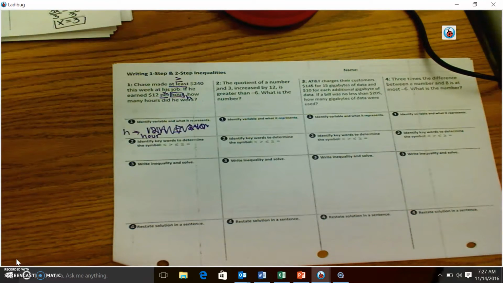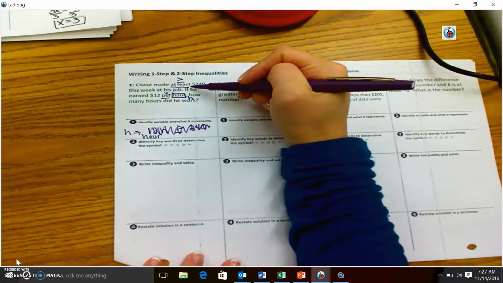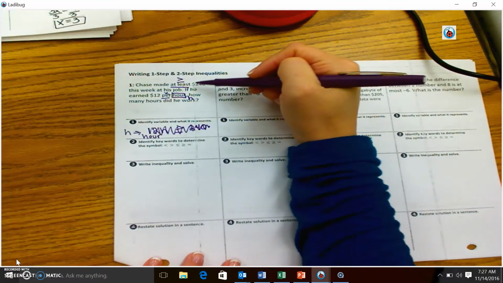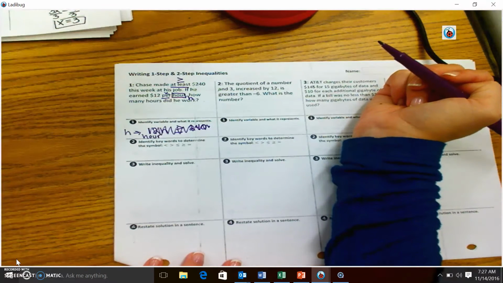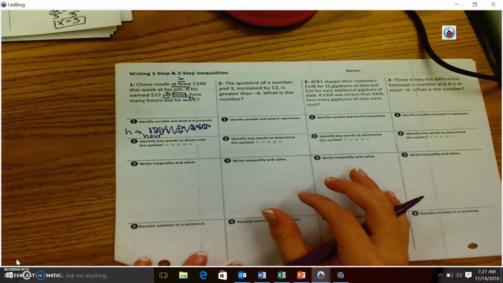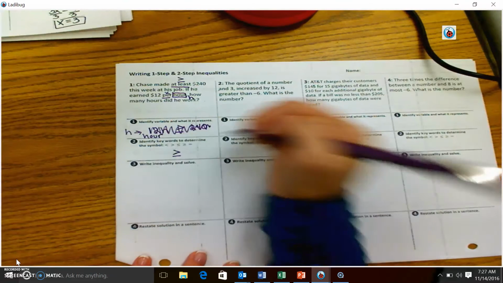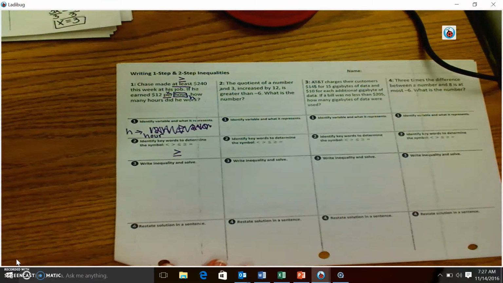In box 2, it says to identify keywords to determine the symbol. A key word here in this word problem is at least. Thinking back to Wednesday when you made a list of words, what word does at least fit in? What sign? Greater than or equal to. So go ahead and write that sign in this box number 2.